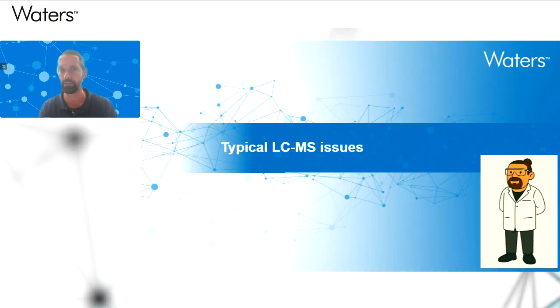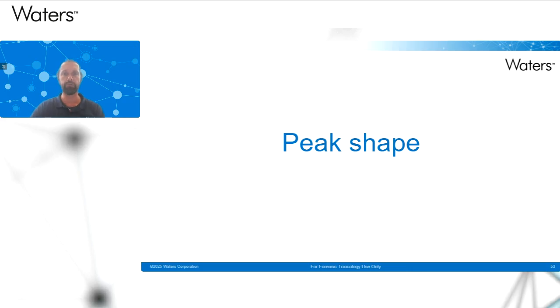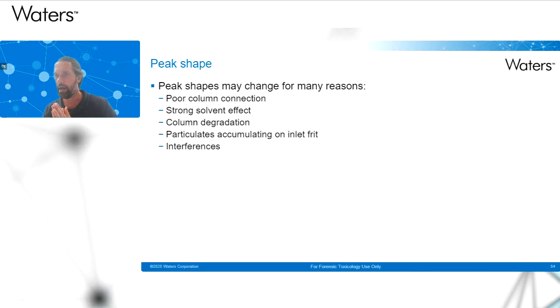Now let's take a look at some typical LCMS issues that you might encounter in your lab. One of them is peak shape related. And in the previous webinar series on LC troubleshooting, my colleague Jonathan touched upon many of those typical aspects that could have an impact on your peak shape. But one of those is, I would say, even more related to MS.